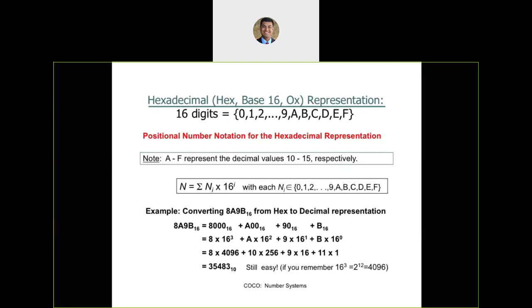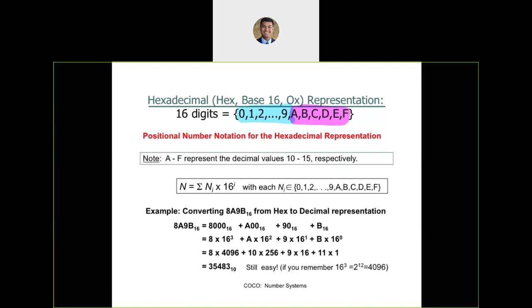The symbols are the 10 symbols from the decimal number system, and we also have A through F, 6 symbols that are essentially letters: A, B, C, D, E, F. So there are a total of 16 symbols, 0 through 9, A through F.